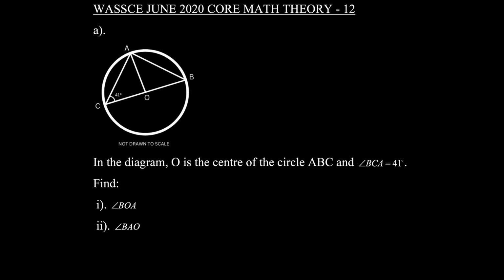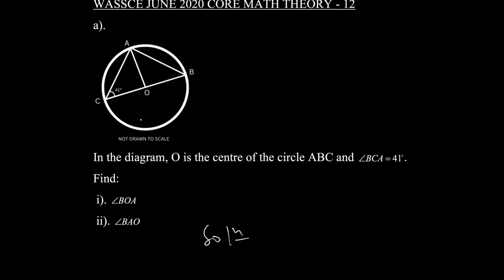So we begin with question 12a. In the diagram, O is the center of the circle ABC, and the angle BCA is equal to 41 degrees. Find (i) the angle BOA, (ii) the angle BAO. So let's begin with the solution for our question.